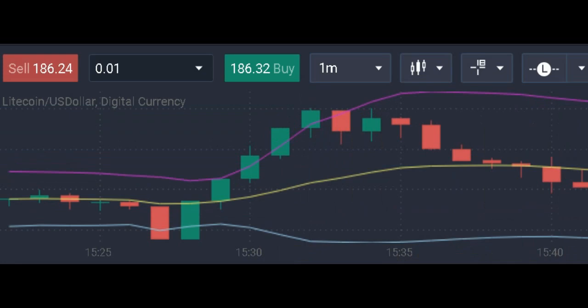All right, I'm going to show you another example and a different candlestick shape that you can look for in a moment, so stick around.